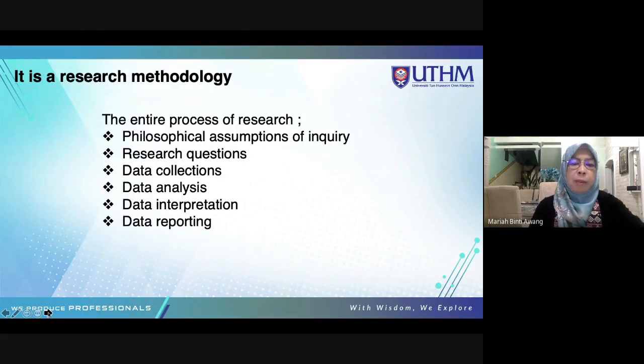The entire process of research, such as philosophical assumption of inquiry, research questions, data collection, data analysis, data interpretation, data reporting.